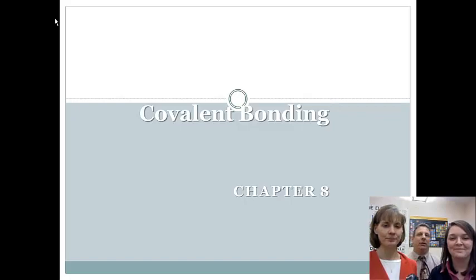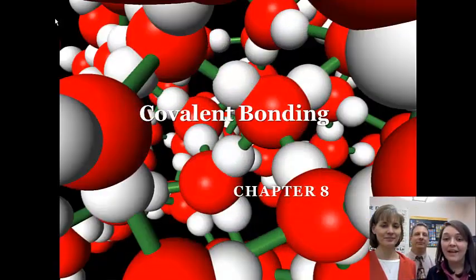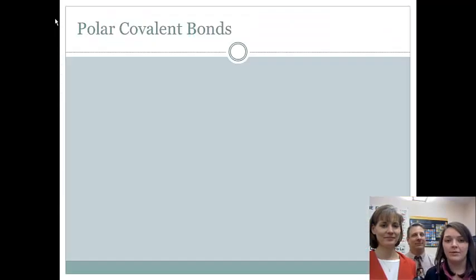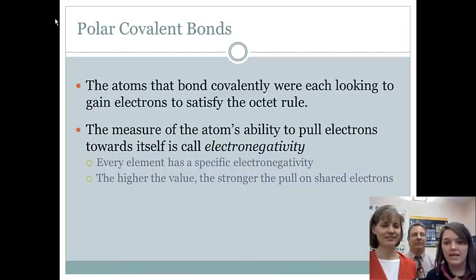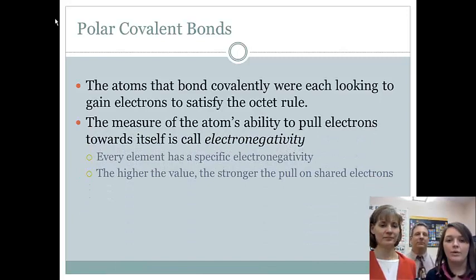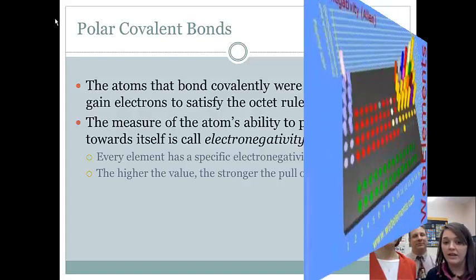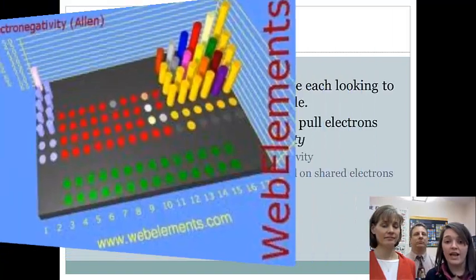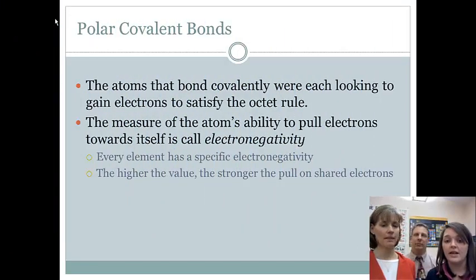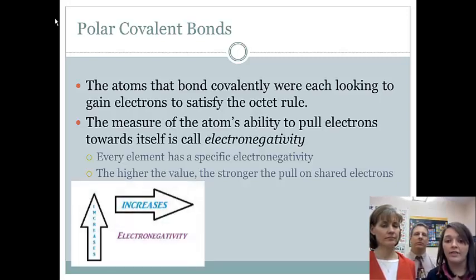Okay. Here we go. All right, well, welcome back to our next segment on covalent bonding. Today we're going to be talking about polarity with covalent bonds. When atoms are bonded covalently together, they're each looking to gain electrons to help satisfy their octet rule. We measure the atom's ability to pull electrons towards itself by its electronegativity. We learned about this in chapter 6 when we looked at some of the trends. As we know, every element has a specific electronegativity. It has a number attached to it that shows how much it wants to pull on the electrons.